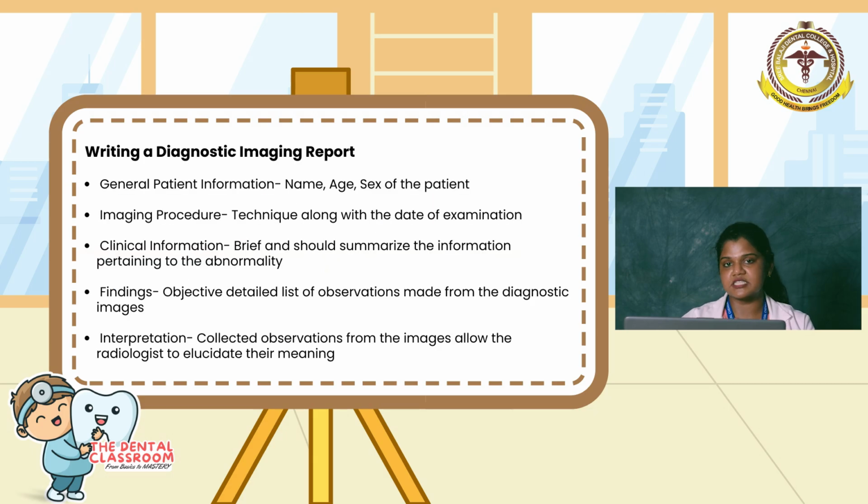So, we are moving on to the last part of the radiographic interpretation. Here comes writing a diagnostic imaging report. This should contain the general patient information like the name, age and sex of the patient, the imaging procedure, the technique along with the date of examination. Then the clinical information should be brief and should summarize the information pertaining to the abnormality or the region of interest, and the findings. This is an objective detailed list of observations which are made from the diagnostic image or images. And the final one is the interpretation. This is the collected observation from the images which allows the radiologist to elucidate their meaning.